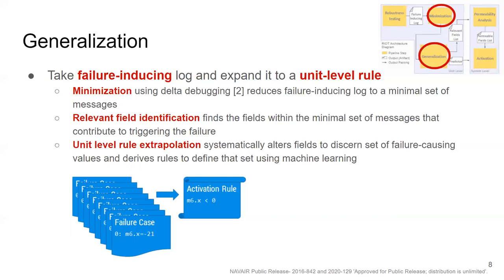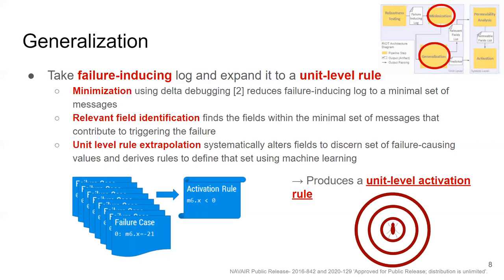That is, if changing the value of a field changes the outcome of a test, we can conclude that field is relevant. It is important to check non-perturbed fields in this step because they may contribute to the failure. Finally, unit-level rule extrapolation systematically alters values on the fields to discern a set of failure-causing values. We then apply machine learning techniques, such as decision trees, to derive human-readable rules that define that set. The generalization step produces a unit-level activation rule that is useful for debugging the unit-level failure.